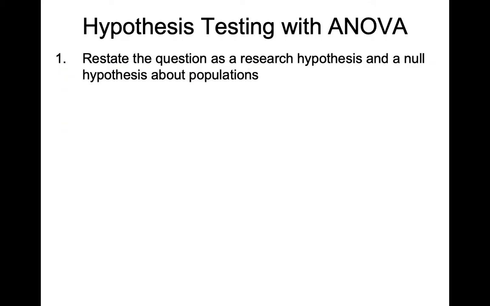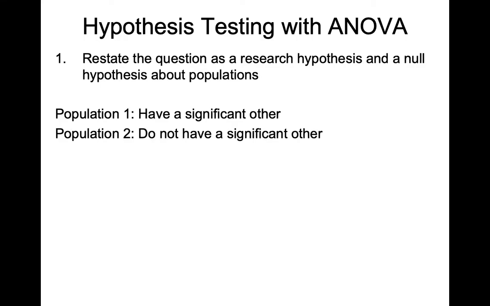We're going to restate the question as a research hypothesis and a null hypothesis about populations. Population 1 said yes, they have a significant other. Population 2, no, they don't. And 3, it's complicated. This is just arbitrary. We could call whichever group we wanted population 1, 2, or 3, but the idea is that we're talking about populations of people. We took samples of 10, but we're ultimately making hypotheses about the entire population of people.